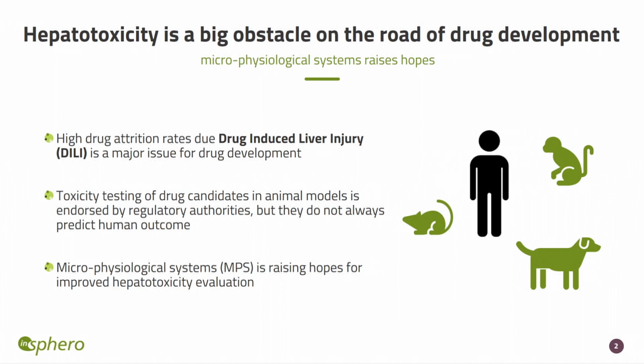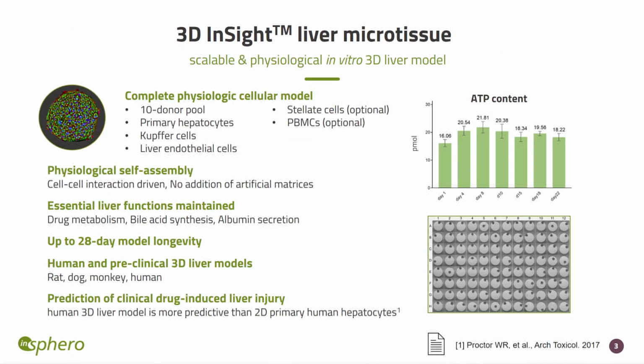So the recent development of microphysiological systems has raised hope that their incorporation in safety assessment will improve toxicity testing and evaluation. To evaluate the use of liver spheroids for safety assessment of small molecules, we are working with the 3D InSight liver microtissue produced by InSphero. This is a cellular model consisting of primary hepatocytes co-cultured with a crude fraction of non-parenchymal cells, consisting among others of Kupffer cells and liver endothelial cells.